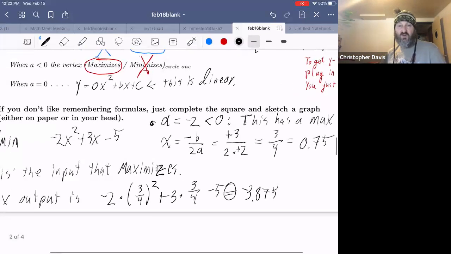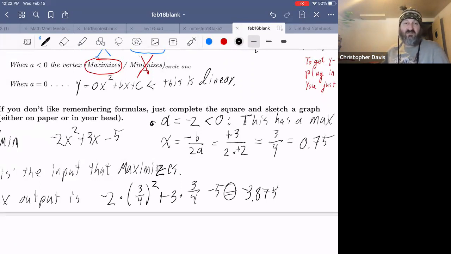Nice. All right, cool. So I'll stop this video here. We'll come back in a moment and we'll go through some examples. Let's apply the vertex formula to do some stuff. See you in the next one.